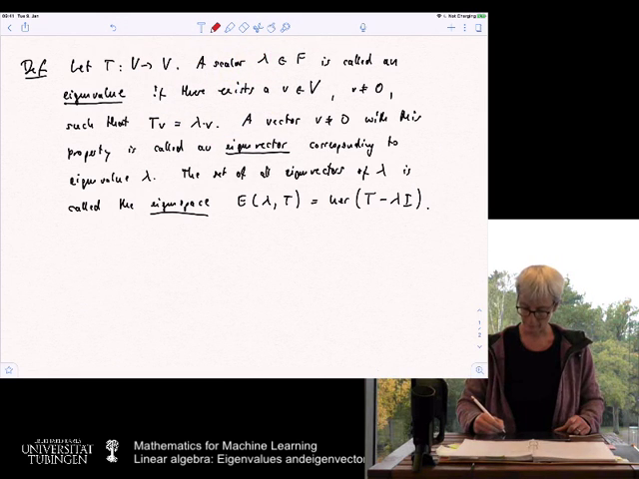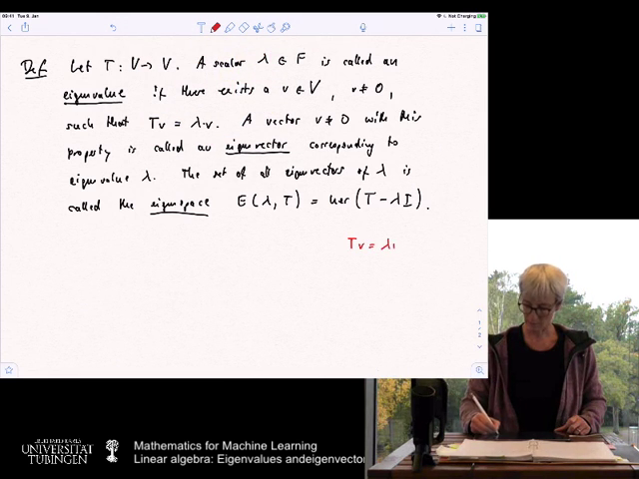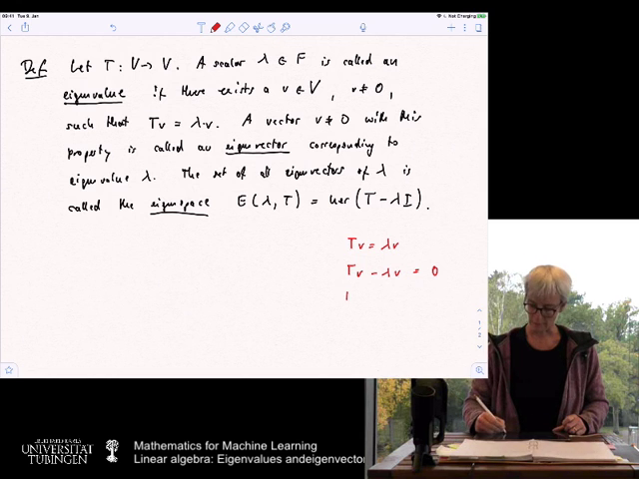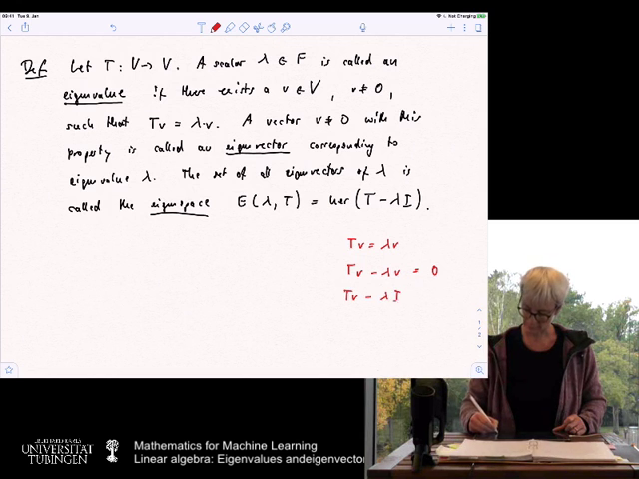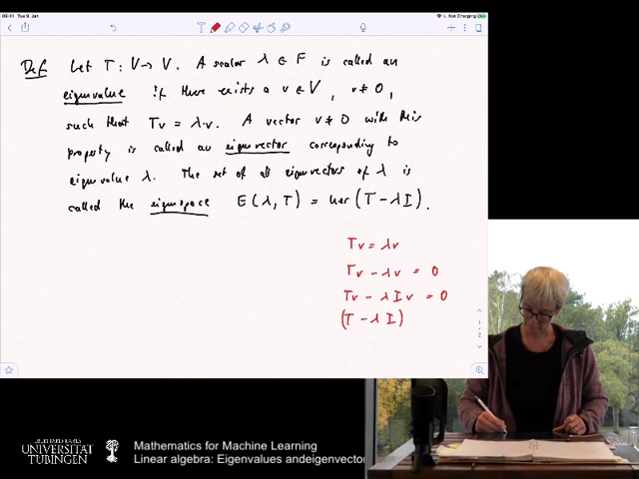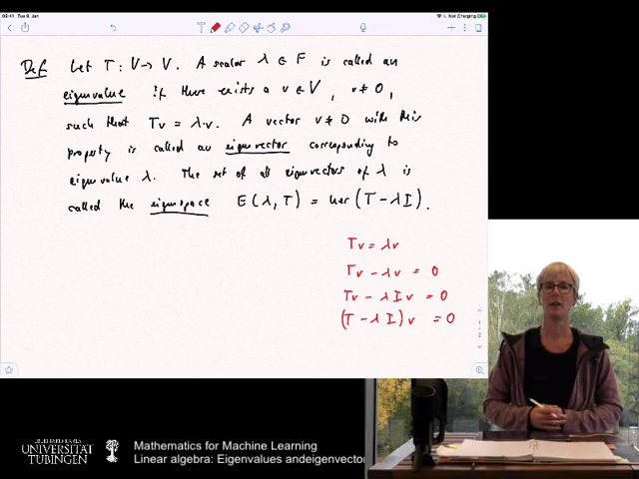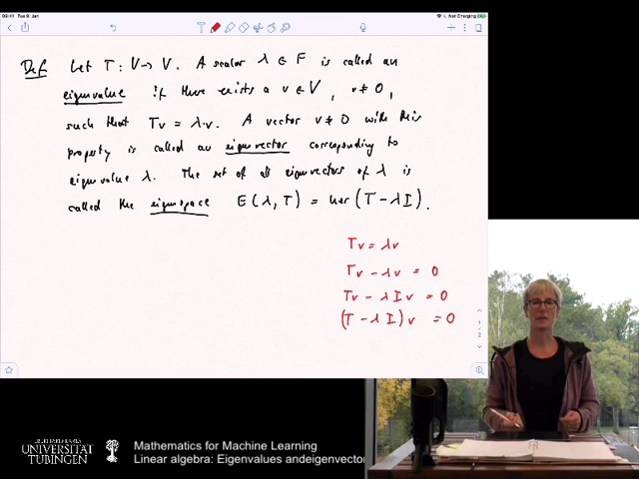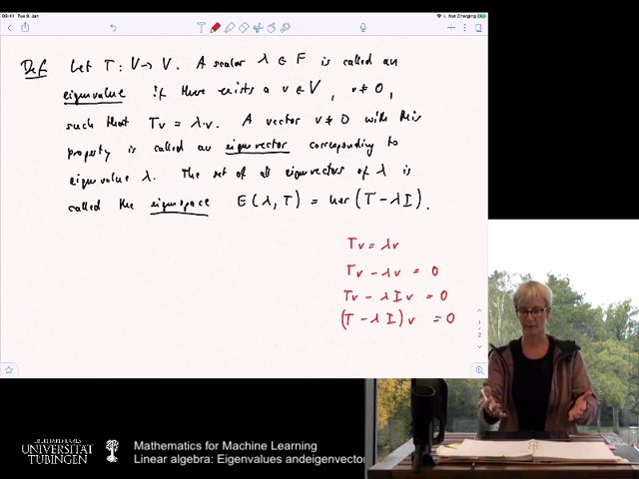So observe, if we have T times V is the same as lambda times V, this is the same as saying T times V minus lambda times V is 0. And now you can write this as T times V minus lambda, the identity, V is 0. And you can also write this as T minus lambda, the identity operator, times V is 0. This is the intuition why, when we talk about eigenvalues and eigenvectors, we always consider this operator T minus lambda, the identity, and this is where it comes from.